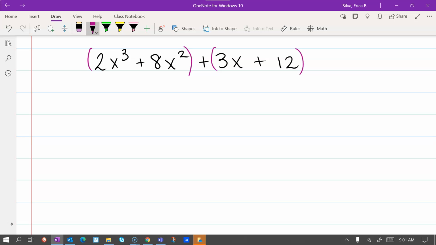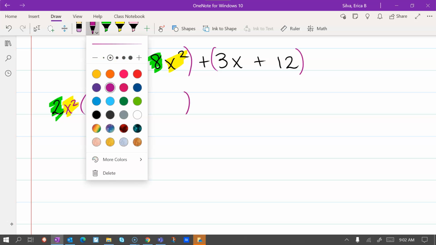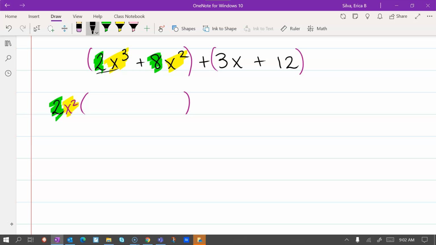So on the first one, if we look at 2x cubed plus 8x squared, we want to look at the coefficients first. And between 2 and 8, the GCF is 2. And then we want to look at the variables. The GCF between x cubed and x squared is x squared. So when you factor out the GCF, you're basically dividing by that number that you're factoring out. So in this case, we're dividing by 2x squared and 2x squared. And 2x cubed divided by 2x squared is simply x. Then 8x squared divided by 2x squared.